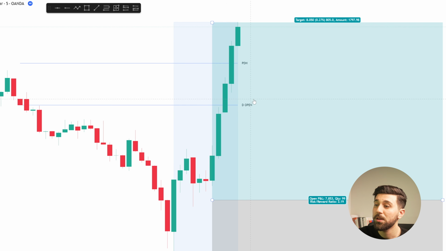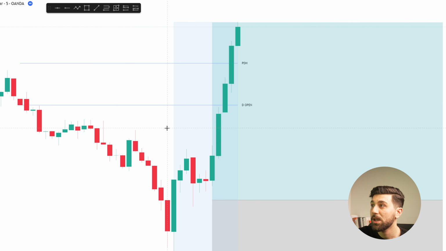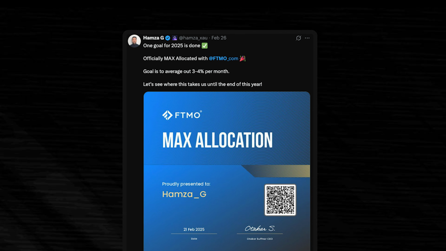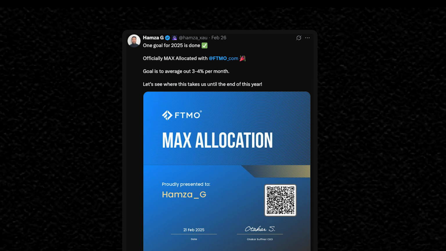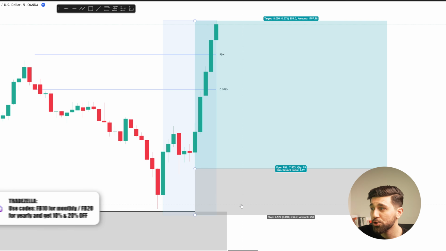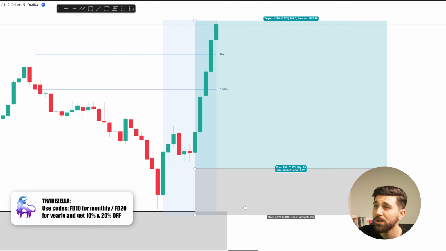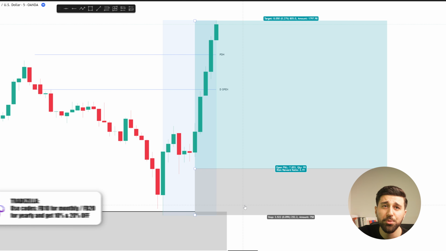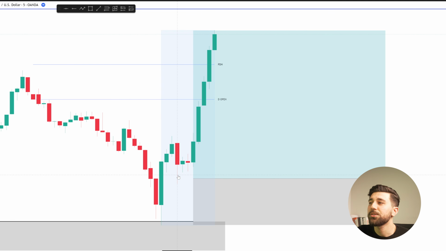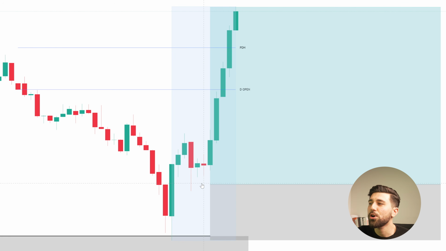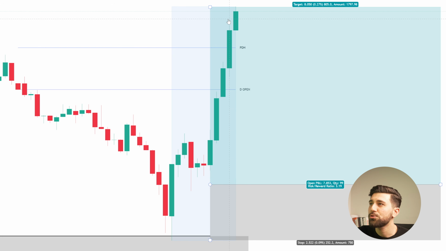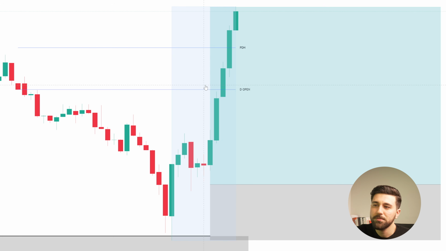It resulted in me passing the 200k FTMO challenge, and after that I got max allocated also with FTMO. So one goal of the year done. I didn't risk much, to be honest. My stop loss was about 25 pips, so I risked about 1% and just held it, because I didn't really see any kind of drawdown. As soon as I executed, my trade went into profits. Yeah, there you have it.